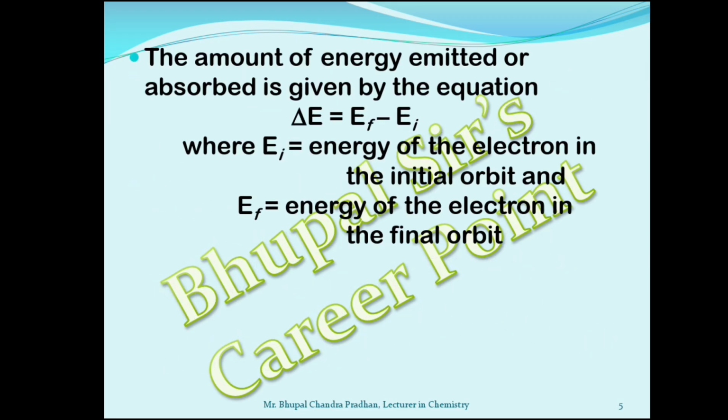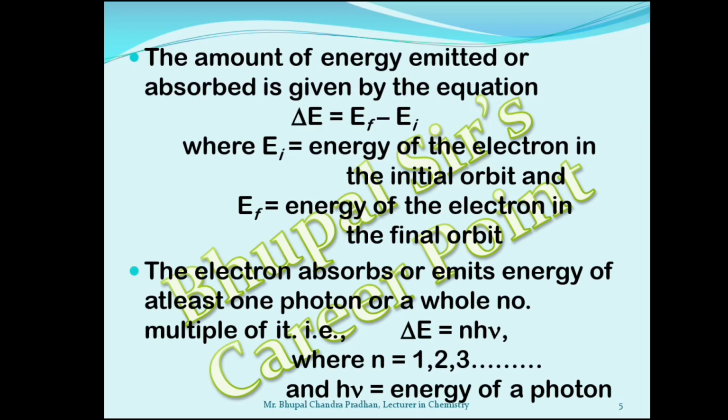The amount of energy emitted or absorbed is given by the equation delta E is equal to EF minus EI, energy in the final state minus energy in the initial state. Here EI is the energy of the electron in the initial orbit and EF is the energy of the electron in the final orbit. If delta E is found to be positive, then it is concluded that energy is absorbed. If delta E is found to be negative, it is concluded that energy is lost.